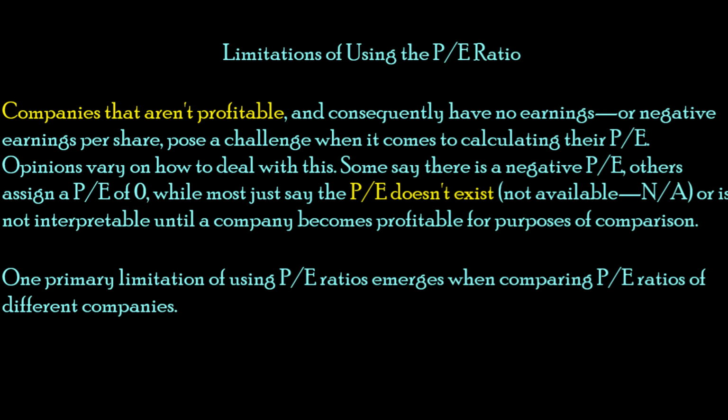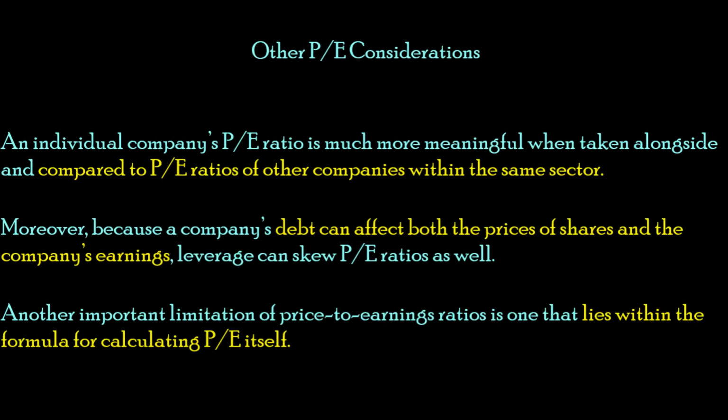Comparing the PEs of a tech company and an oil company, for example, may lead one to believe that one is clearly the superior investment. Other PE considerations. Because a company's debt can affect both the price of shares and the company's earnings, leverage can skew PE ratios as well. For example, suppose there are two similar companies that differ primarily in the amount of debt they take on. The one with more debt will likely have a lower PE value than the one with less debt. If business is good, the one with more debt stands to see higher earnings because of the risks it has taken.